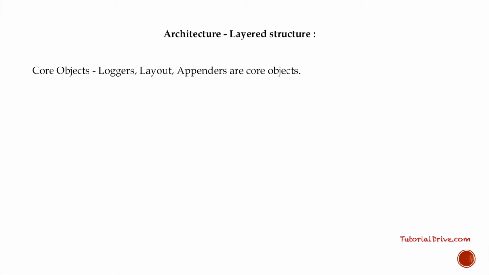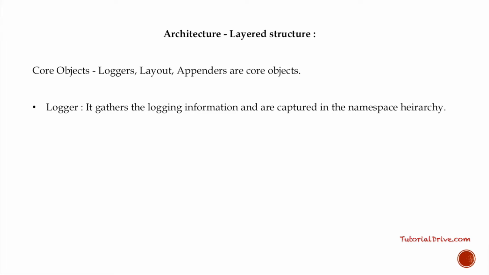So what are core objects? As we have previously discussed, there are logger, layout, appender, and so on. So we will see in detail what these are. Core objects include logger object. This is the top layer in the logger which provides the logger object. As I said, if you are writing any class, you could call the logger on that particular class by saying logger.getLogger followed by the class name. So it provides the logger object. The logger object is responsible for capturing logging information and they are stored in a namespace hierarchy.